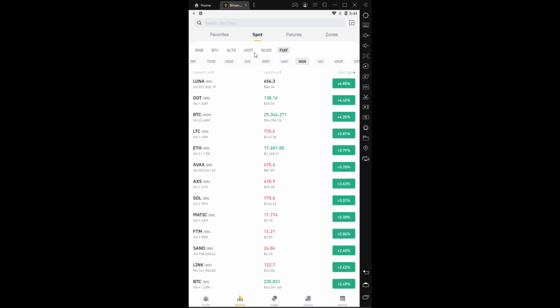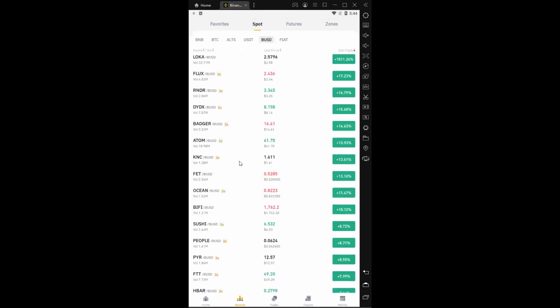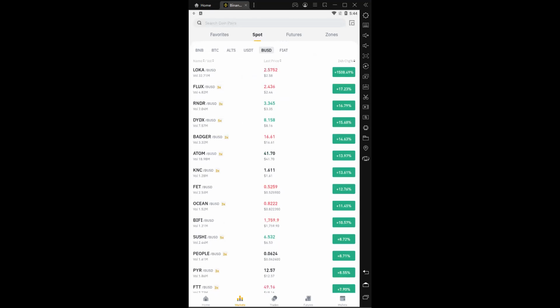So this is the fiat option. If you go to BUSD, BUSD is Binance dollar, so these are coins pegged against Binance dollar. Why are some green and some red? The usual green and red is just a show of upward and downward movements. The green one shows that it has moved a bit higher than its previous price a few seconds ago. The red shows that it has moved below its previous price a few seconds ago.